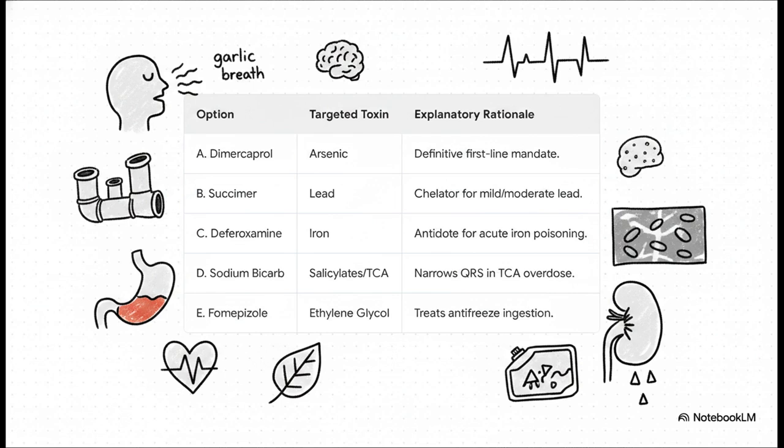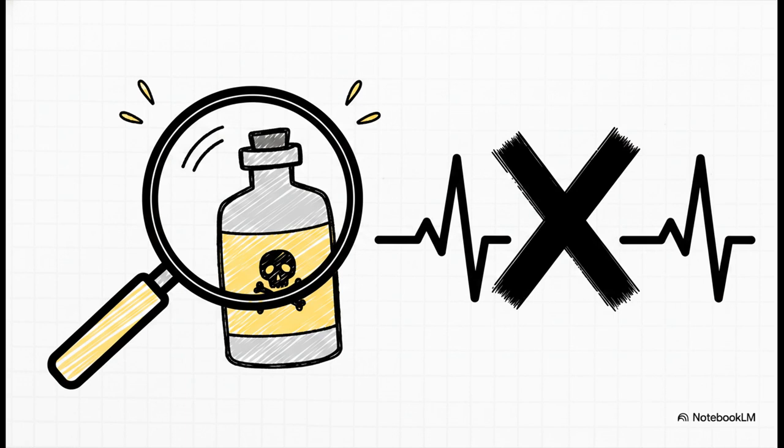Option D, sodium bicarbonate, is a highly competitive distractor because it treats cardiac manifestations, specifically the widening of the QRS complex in TCA overdose, and it's used for salicylate toxicity. But it does absolutely nothing for arsenic-induced QTc prolongation. Finally, option E, famotidine. This is the antidote for ethylene glycol or antifreeze toxicity, which you'd identify by acute kidney injury and calcium oxalate crystals. Master this matrix and you eliminate the distractors instantly.